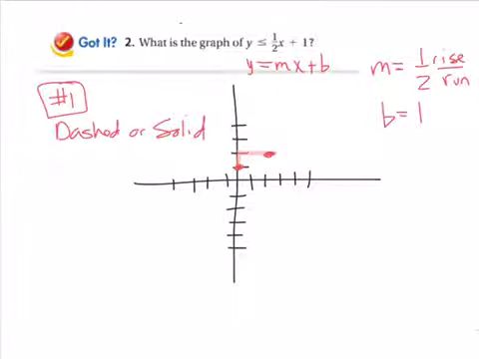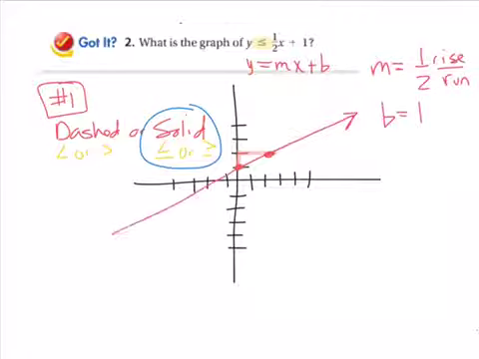To figure that out, guys, I've got to look at my inequality symbol. This inequality symbol is a less than or equal to. Dashed is less than or greater than. Solid is less than or equal to or greater than or equal to. So in this case, I've got to go with a solid line. So I'll connect my 2 points with a solid line.